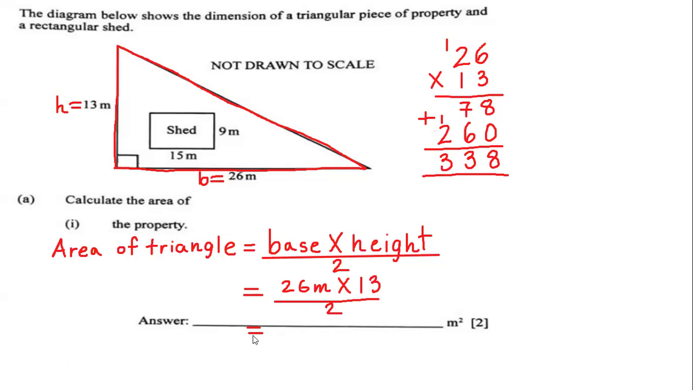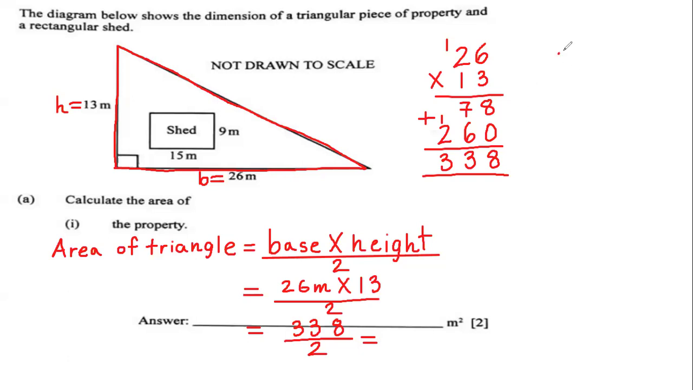But remember, it says divided by 2. So we have to do 338 divided by 2. That's going to be equal to 169. But we have to divide it by 2, so let's divide it by 2.